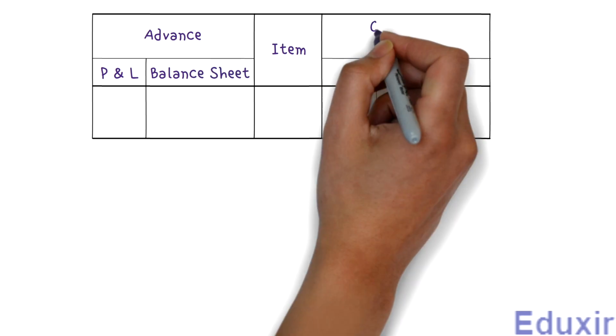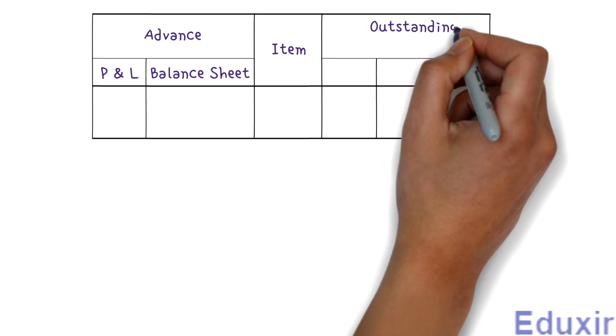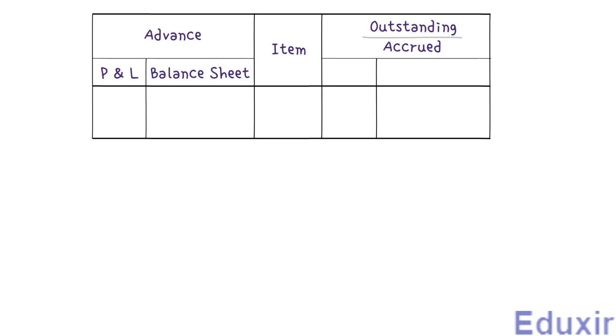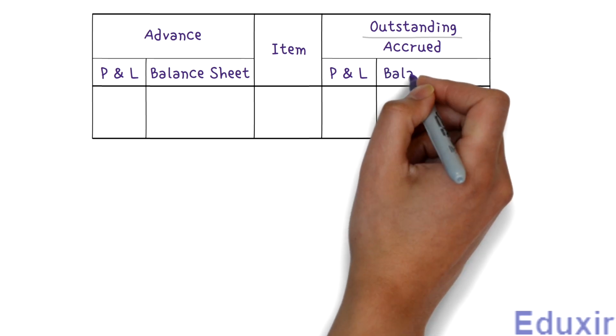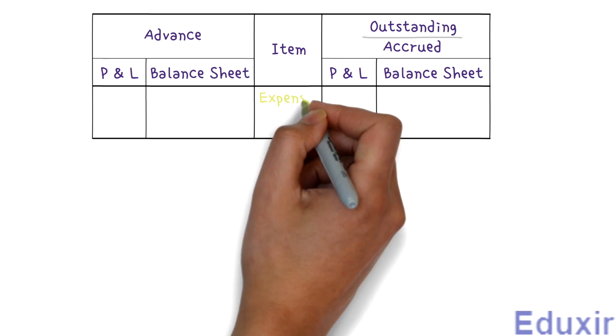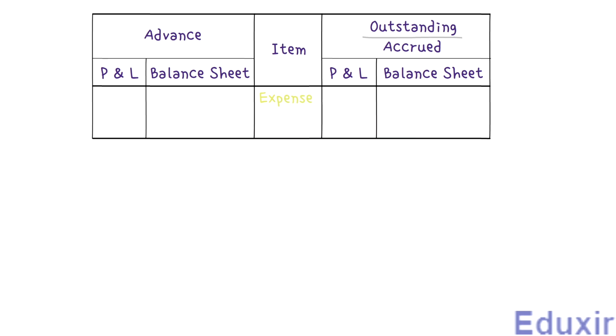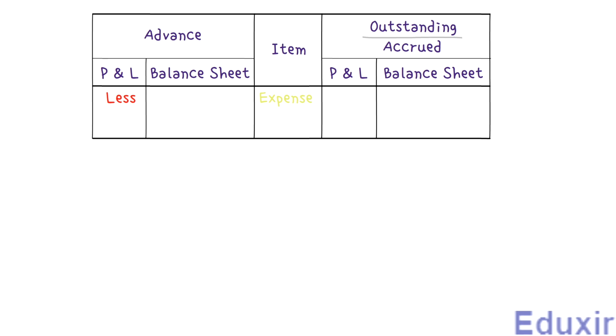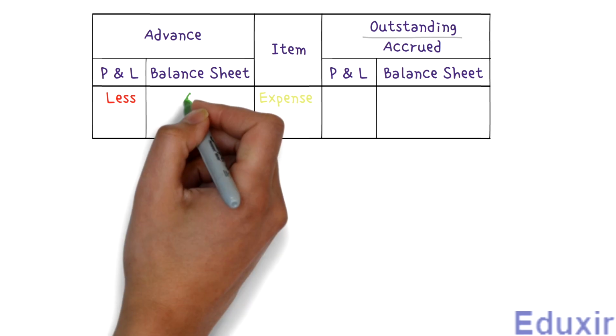When this item is either outstanding or accrued, let's have a column for how we are going to treat this in the profit and loss account and a column for how we are going to treat this in the balance sheet. When we consider an expense, if this expense is paid for in advance, then the advance payment is for the next accounting period. It will not be for the current accounting period. So the effect of the adjustment is to make the expense less. Now, as this expense is paid in advance, we should consider this as an asset in the balance sheet.